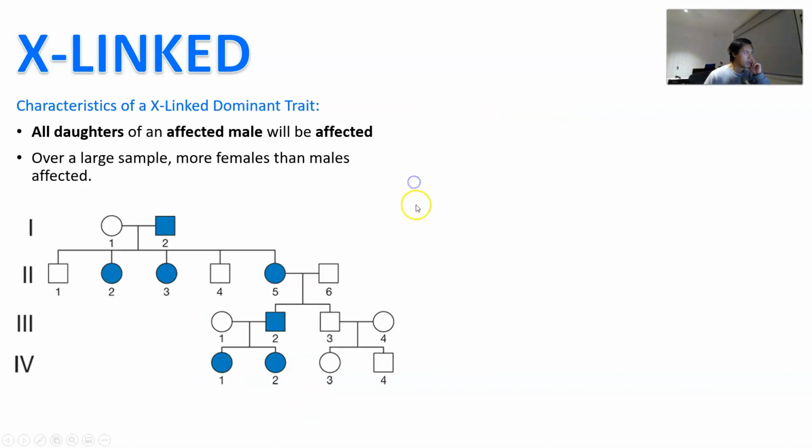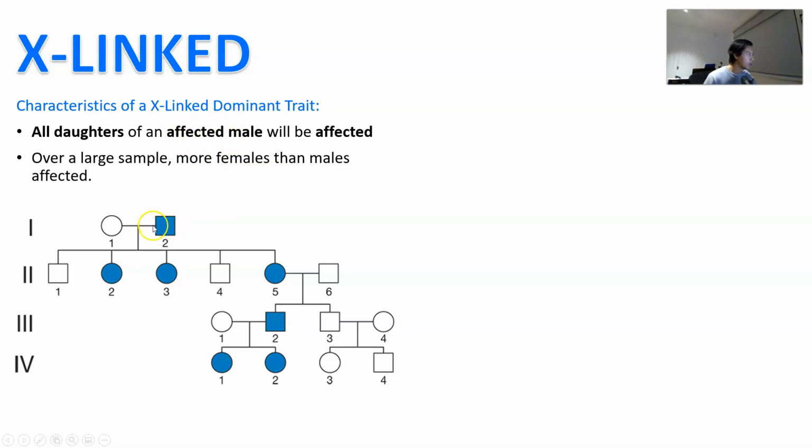Okay. All right. X-linked dominant traits. Now, you're going to get a different characteristic once again. All daughters of an affected male will be affected, and over a large sample, you're going to get more females than males affected. You see a reverse trend, right? So now, daughters of an affected male, they're going to inherit the X chromosome from the affected male, right? And they're going to get it, right?